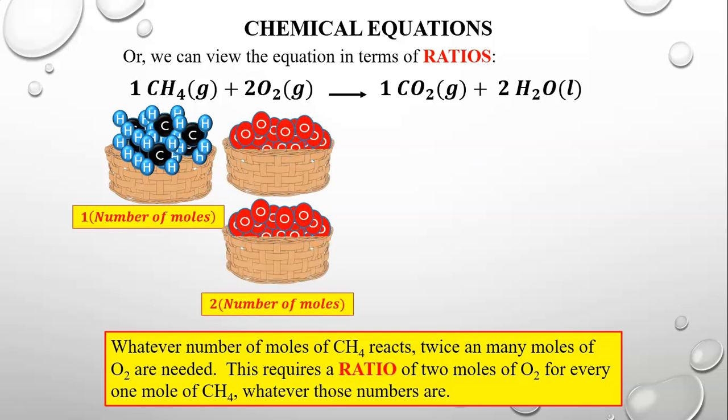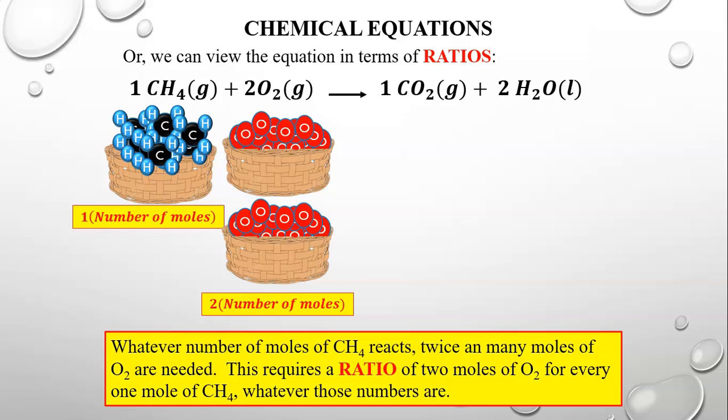So in other words, we're not saying we have necessarily exactly 1 mole of CH4 and exactly 2 moles of O2 here in this example. If that were the case, it wouldn't be a very useful equation, if you always had to have exactly 1 mole of CH4 and exactly 2 moles of O2. A better way to think of it is, however many moles of CH4 you have, you need twice that many moles of O2.